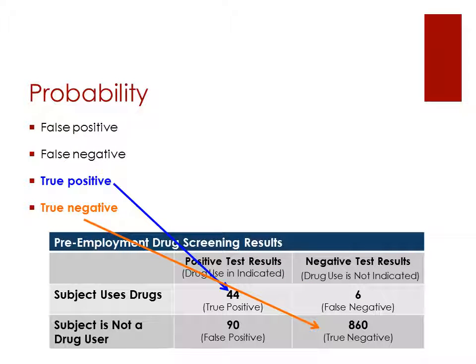Now, any measurement is also going to produce true positives and true negatives. So here we see a true positive is when we say a particular event occurred, and indeed it did occur. And a true negative is when we say something did not occur, and in fact it did not occur.